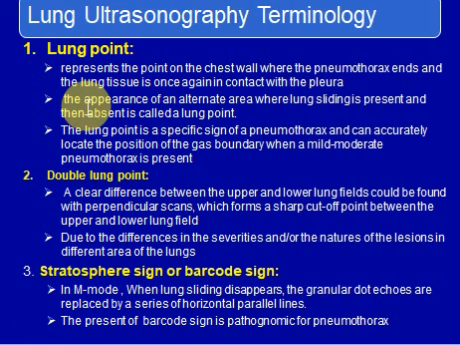Some lung ultrasound terminology, like the lung point. It represents the point of the cyst wall where the pneumothorax ends and the normal lung tissue is once again in contact with the pleura. Double lung point: if the B line area is more in one area than the other, it will be the double lung point. Barcode sign: if there is no lung sliding, it will be barcode sign.